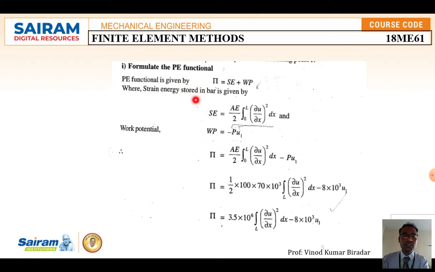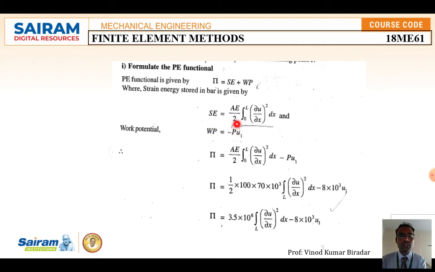The strain energy stored in the bar is given by strain energy equal to AE by 2 times the integration from 0 to L of dou u by dou x whole square into dx. This is the total strain energy of the given bar. And the work potential is equal to what? Load into deflection, and the minus indicates work done by the system. So minus P into U1.